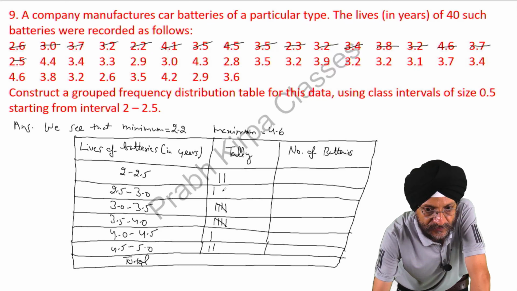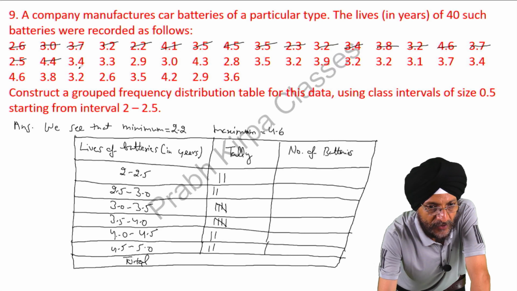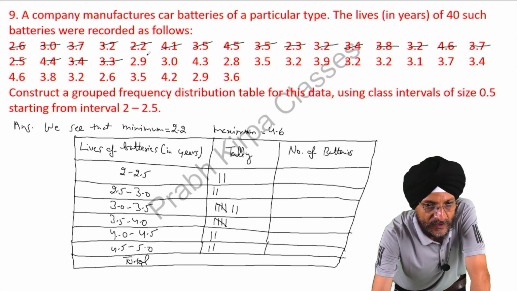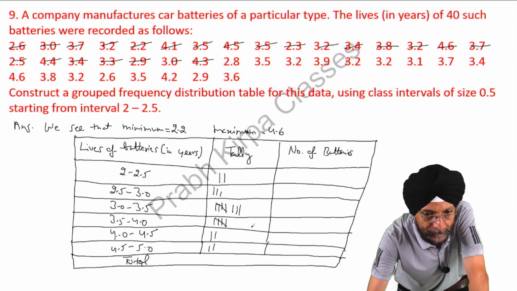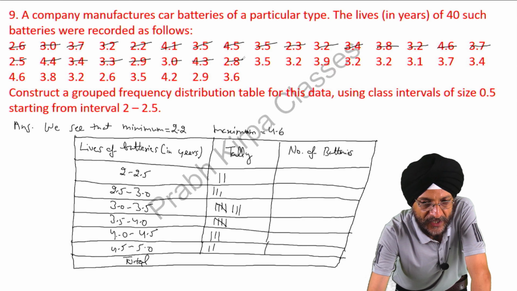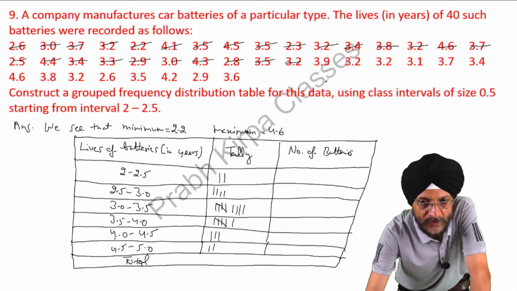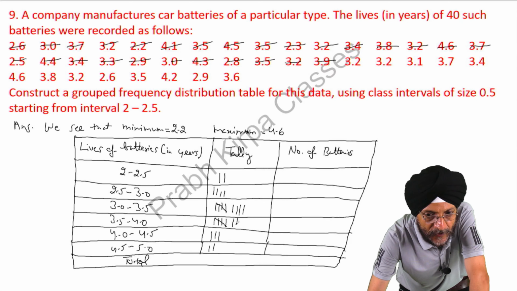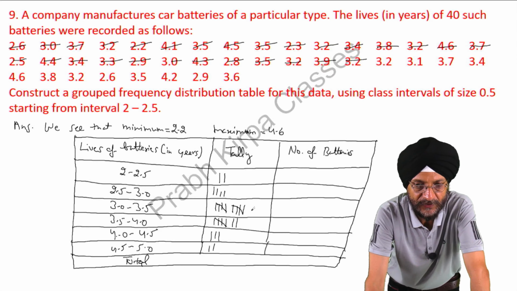2.5, 4.4, 3.4, 3.3, 2.9, 3, 4.3, 2.8, 3.5, 3.2, 3.9, 3.2, 3.2 will fall here and it is for the fifth time.